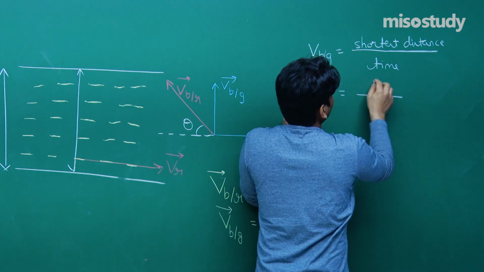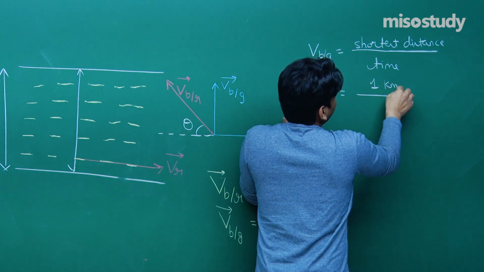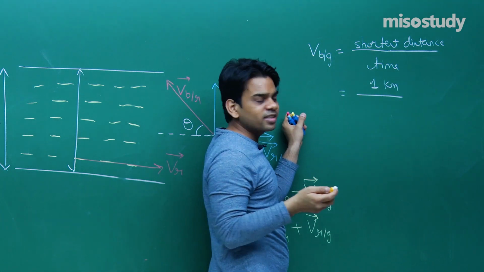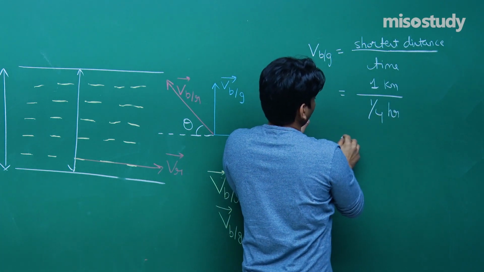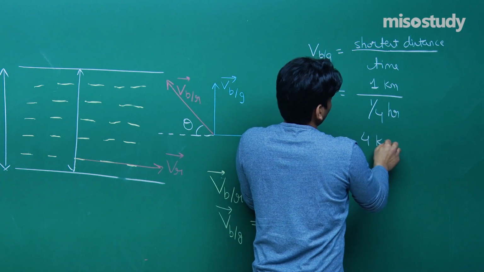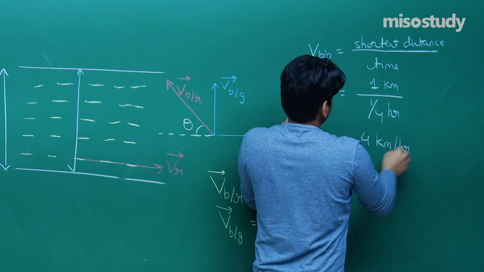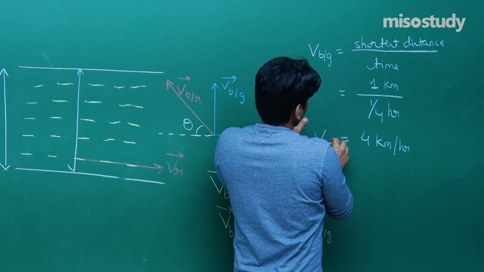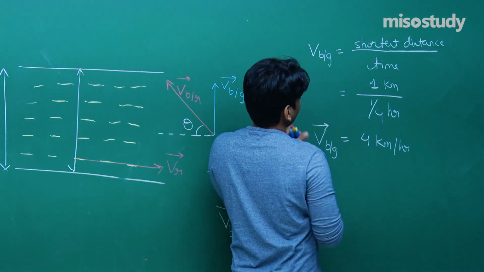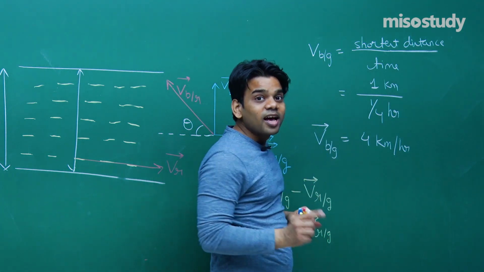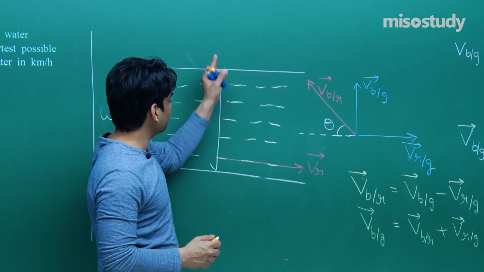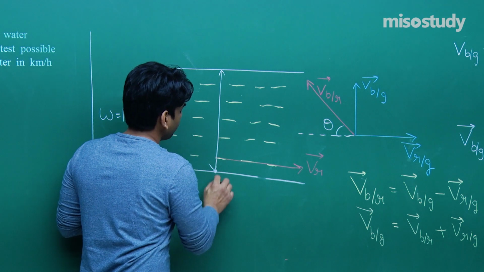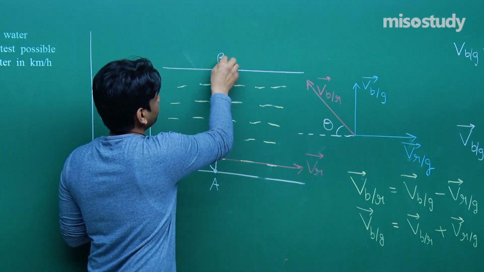Shortest distance is 1 kilometer. Time taken is 15 minutes. Can we write that as 1 by 4 of an hour? 15 minutes, so 1 by 4 of an hour. So this will turn out to be 4 kilometer per hour. So this is velocity of boat with respect to ground. You got that as 4 kilometer per hour along the upward direction, that is directly directed from, let's say, this initial point A to the final point B.